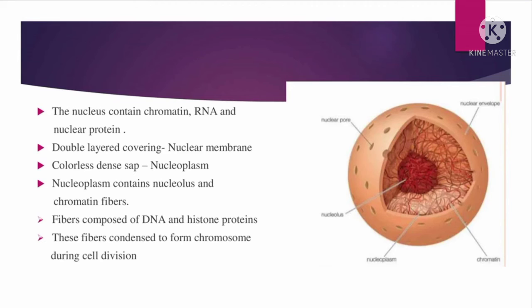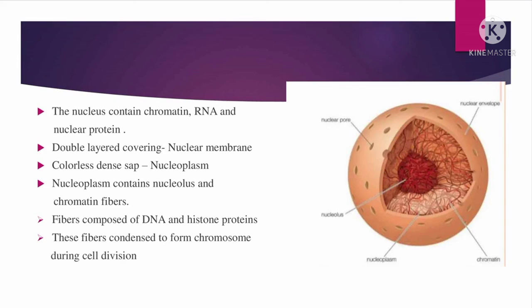Coming to the structure of the nucleus. The nucleus is a dark body found in animal and plant cells at the center of the cell. A double membrane which covers the nucleus is called the nuclear membrane, like the plasma membrane which covers the cell. The nuclear membrane has some pores on the surface for the movement of substances in and out of the nucleus.